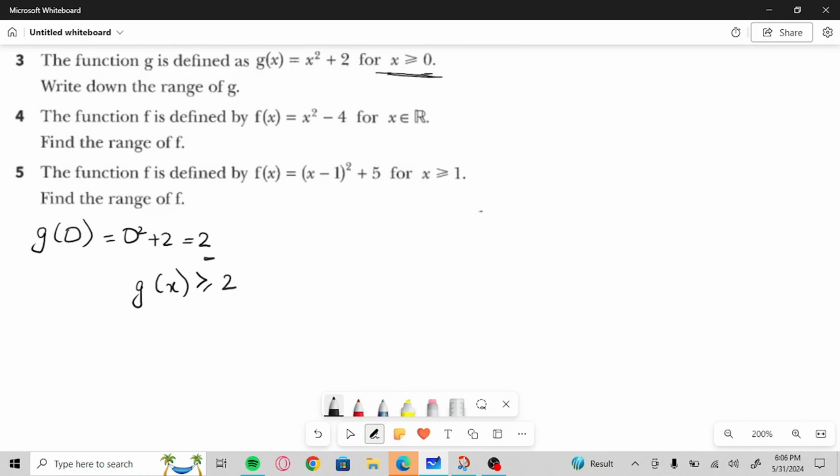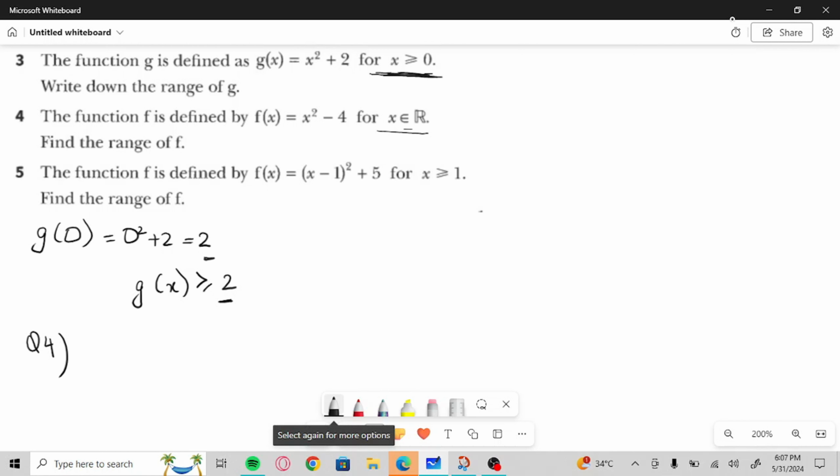Okay, so that means that as we go on 1, 2, 3, 4, our image will increase according to the input value, but it will not go lower than 2 because the applicable input values are only starting from 0 itself. That's why we are just going to say that g(x) is greater than or equal to 2. On to question number 4.